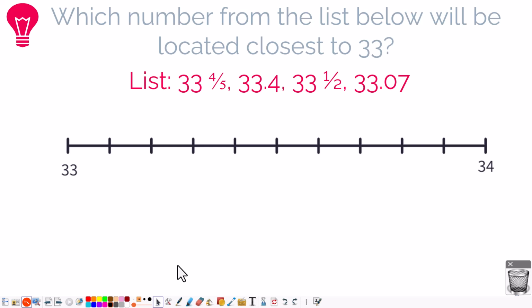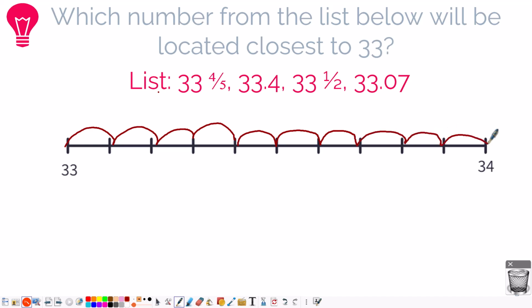Okay, this isn't on your notes, but on your dry erase board you can figure this out. Which number from the list below will be located closest to 33? So let's use our strategy again. We said let's make sure that we understand how many spaces this is counting by. So here's 1, 2, 3, 4, 5, 6, 7, 8, 9, 10. Well, 10 is a nice number. This would be 33 and 10/10, right? Which is the same as 34.